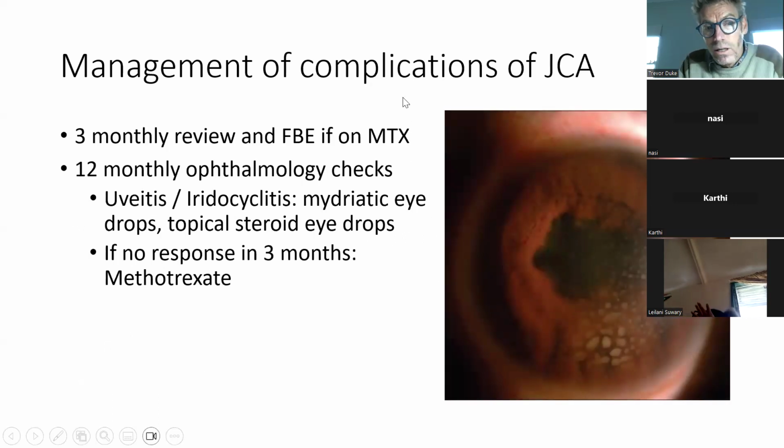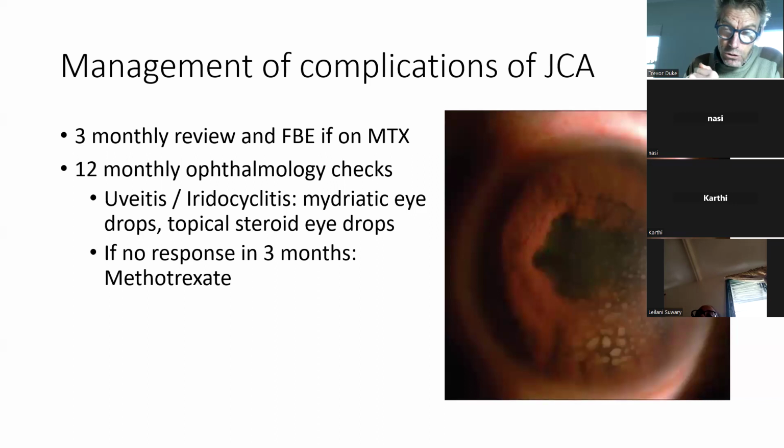Every child, I mentioned before, if they are on methotrexate, they need 3 monthly review, even monthly review to start with, and a full blood count to make sure that they're not getting neutropenic or too lymphopenic. They need to make sure they're taking their cotrimoxazole and taking their isoniazid. They need to be screened for TB at the start before you start them on methotrexate. And they need at least 12 monthly ophthalmology reviews. So I always have them reviewed by an ophthalmologist at the start, and then at least every 12 months.